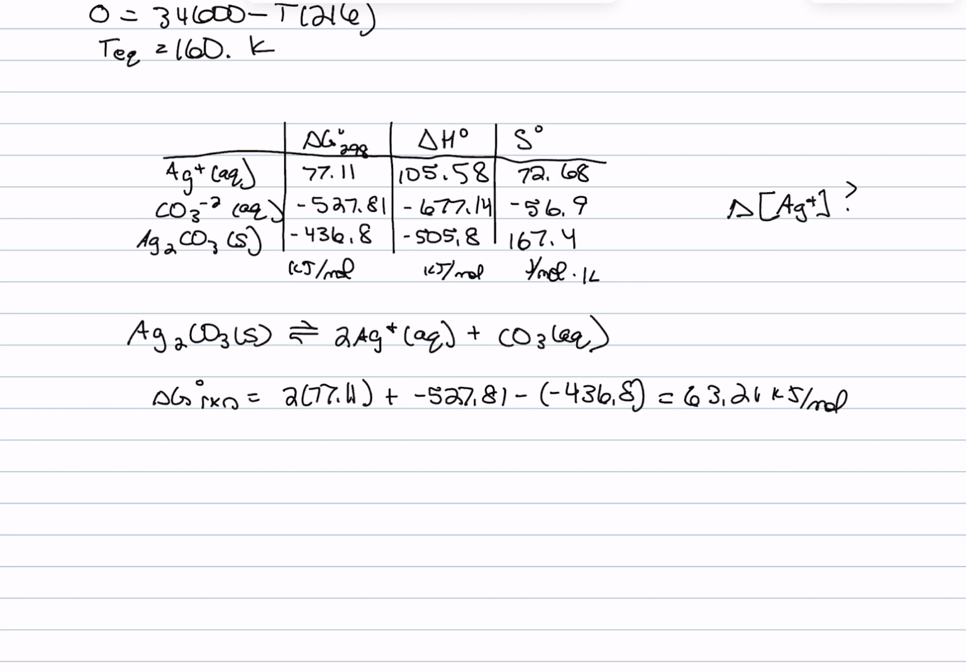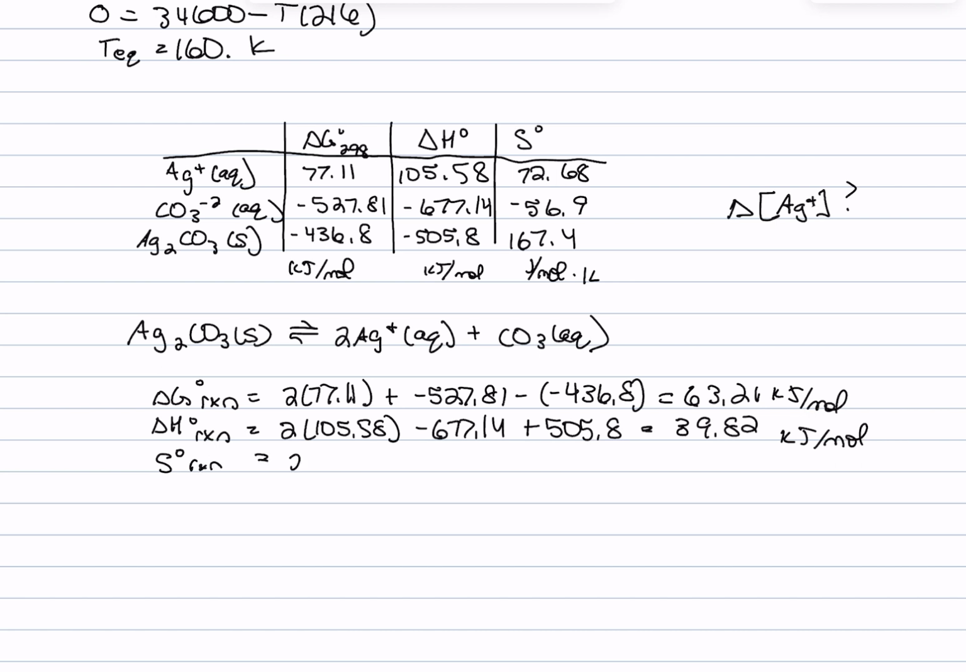We can do the same thing for delta H, so that's 2 times 105.58 minus 677.14 plus 505.8 is equal to 39.82 kilojoules per mole. And we can do the same thing for S, and so that's 2 times 72.68 minus 56.9 minus 167.4, which gives us negative 78.94 joules per mole Kelvin.